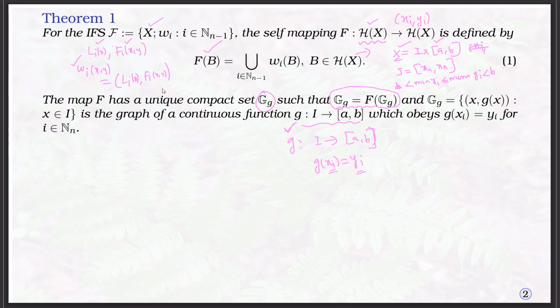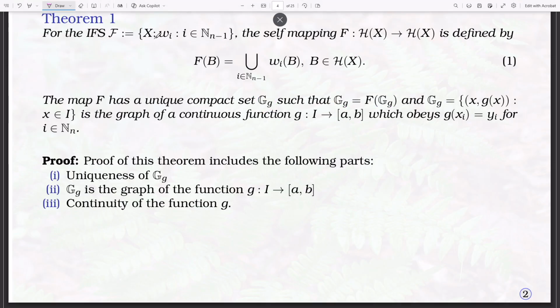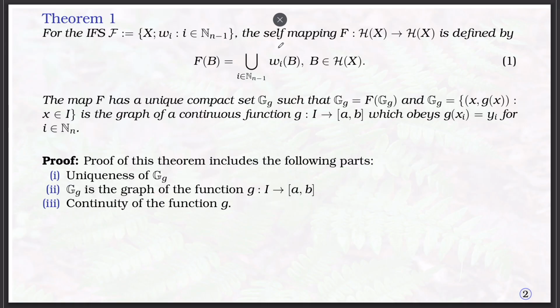Now we need to establish this theorem, then one can get the fractal interpolation function. Now let us try to prove this theorem. For proving this theorem, we need to complete three different parts. First, we need to show that this graph G is unique, that means this compact set is the unique compact set. G of g is the set of points x comma g of x such that x belongs to I. That means this is the graph of the continuous function which passes through the given set of points.